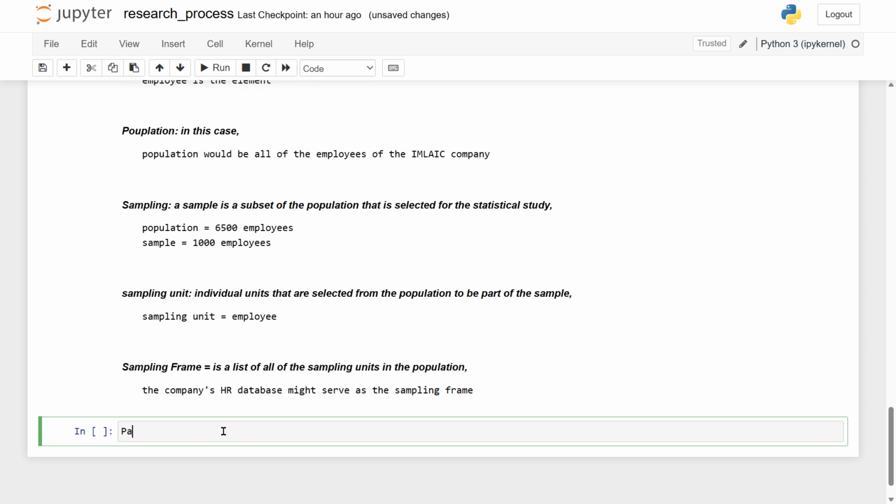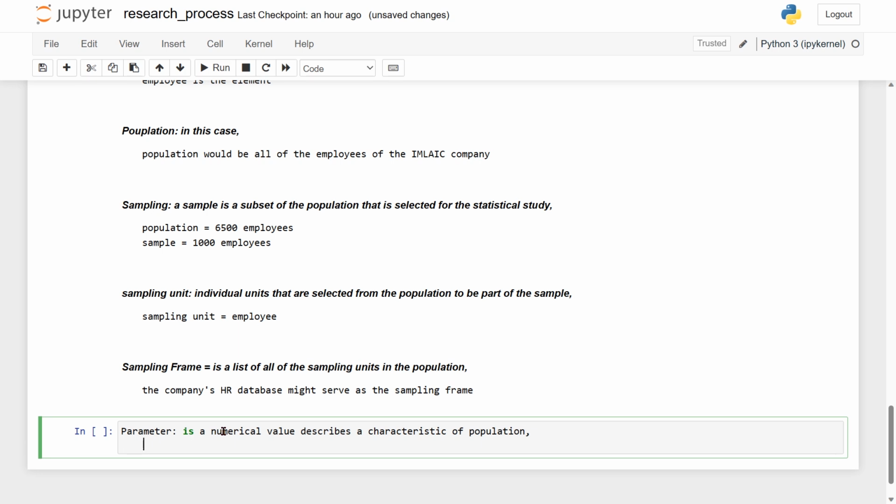Population. Okay, a parameter describes a characteristic, and a parameter is nothing but a numerical value which describes a characteristic of the population. That's it. That's what we call a parameter.